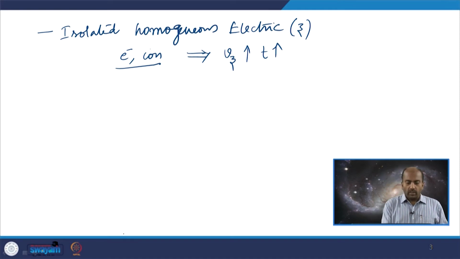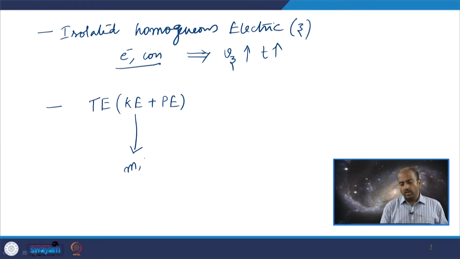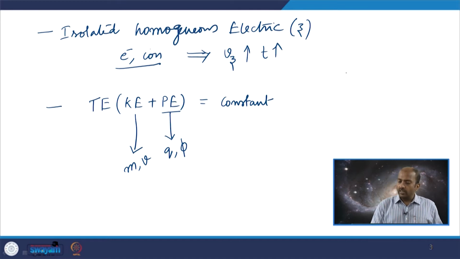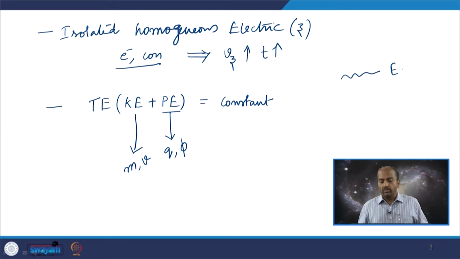In addition, we realized that the total energy, that is the sum of kinetic energy plus potential energy, remains a constant. The kinetic energy is a function of the mass and velocity of the particle. The potential energy is a function of the charge of the particle and the potential offered by the electric field. So, if a single particle is subjected to an electric field which is homogeneous, that means not changing with respect to space, and static, that means not changing with respect to time, then the total energy will remain a constant.